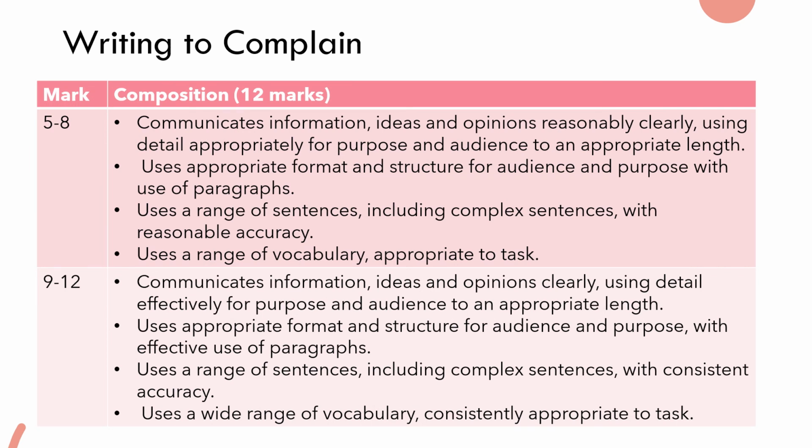Now when we look at the other end of the mark scheme, you can see that there are many more marks available, but you need to make sure that you're using specific skills. So just to get 5 out of 8, you need to make sure that you communicate your information, your ideas and your opinions reasonably clearly, using details appropriate for the purpose, audience and to an appropriate length. Use appropriate format and structure for the audience and purpose with the use of paragraphs. Essentially this is something that a lot of people actually neglect, is making sure that they're writing in paragraphs.